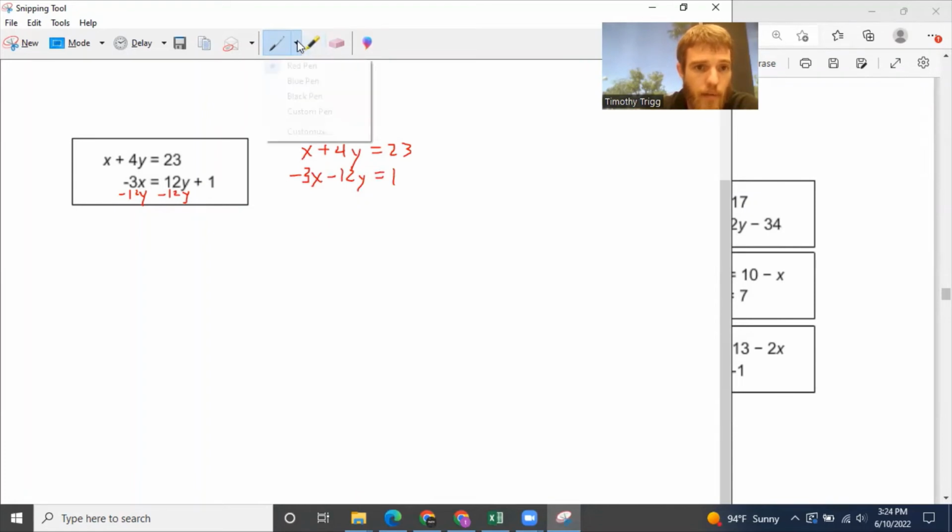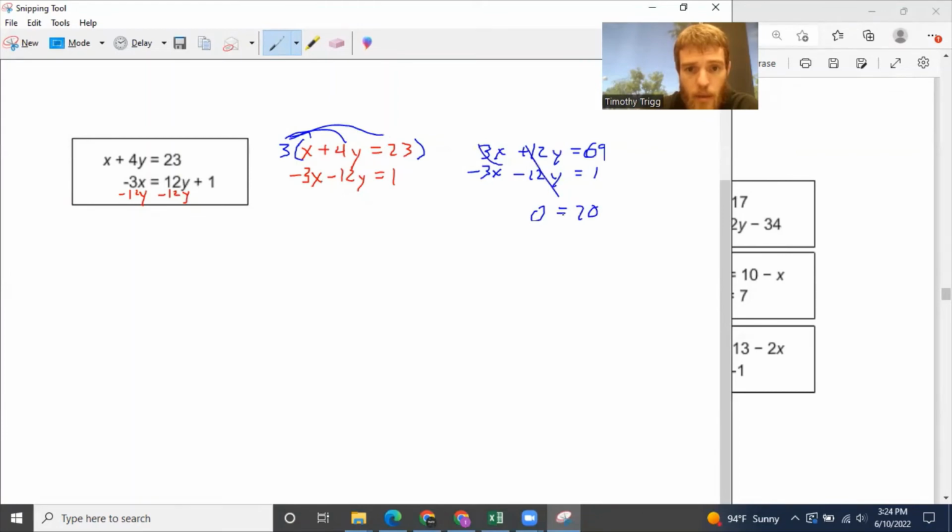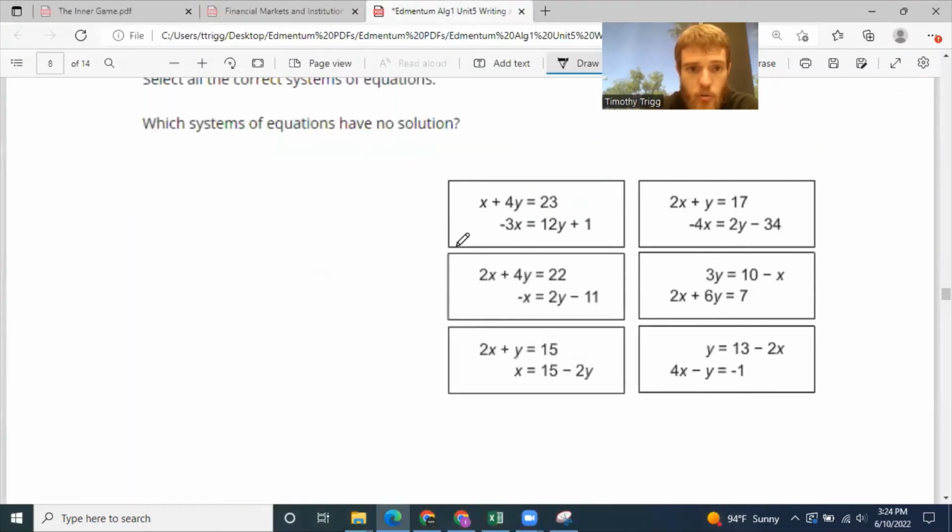Now, if I'm going to eliminate something, I can eliminate my x's by multiplying by 3 here. So that's going to distribute, right? So that's going to give me 3x plus 12y equals 69. Then we have a negative 3x. The bottom equation had no need to change. So now when we add that together, this eliminates. 0 equals 70. Right, these cancel. Well, that's not true, so that one has no solution. So you'd want to click that one. Let's go ahead and try the next one.